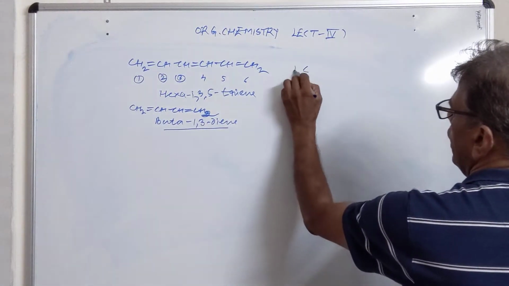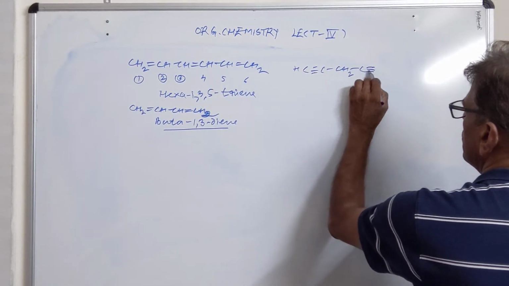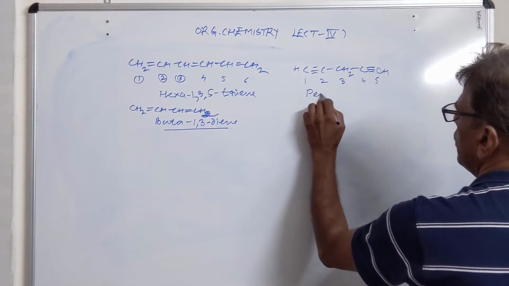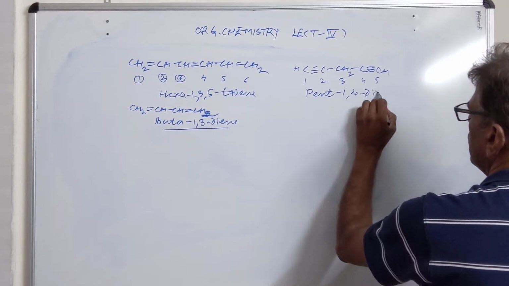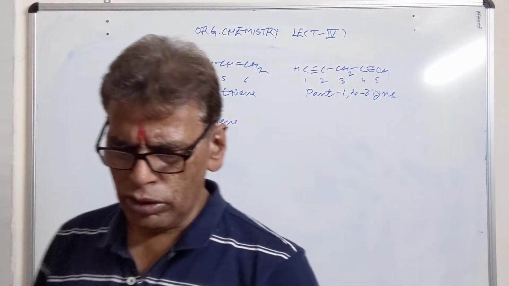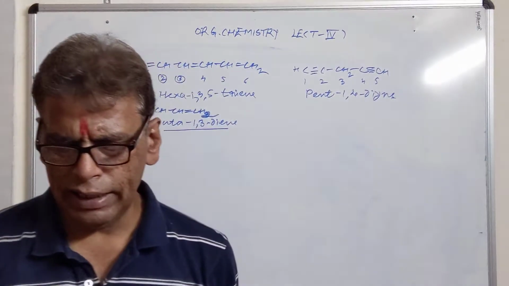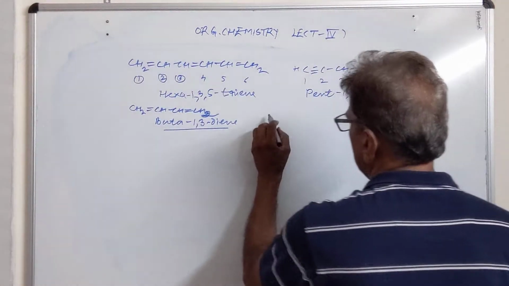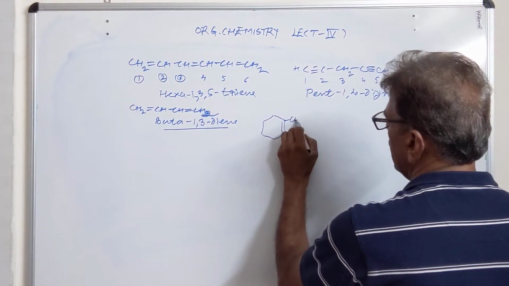Similarly, if we have 2 double bonds, one, two, three, four, 5, penta-1,4-diene. So if we are having more double bonds and triple bonds, then we use the terms alkadiene, alkatriene, and so on.